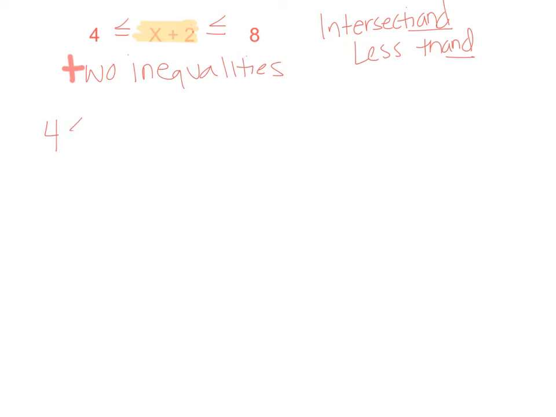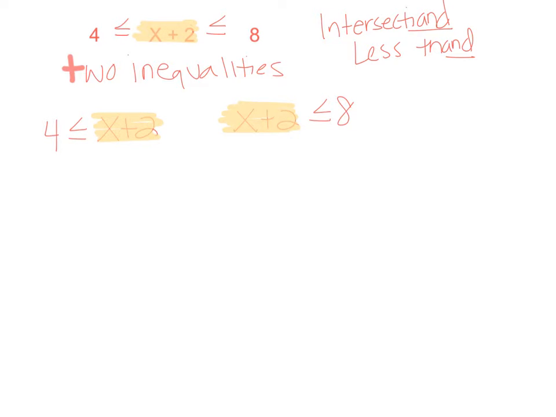I'm going to have 4 is less than or equal to x plus 2. And then I'm going to have the x plus 2 is less than or equal to 8. And so this x plus 2 is the same as what's highlighted up above. It's being used twice because it's in between these amounts. And so then we just solve like normal.